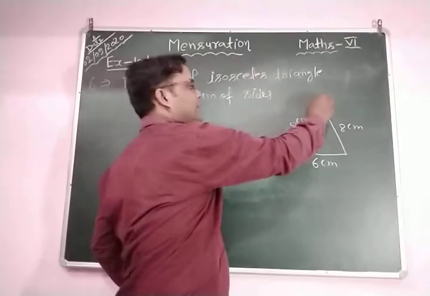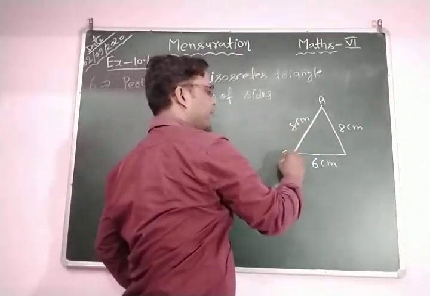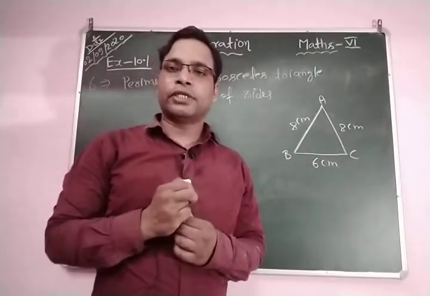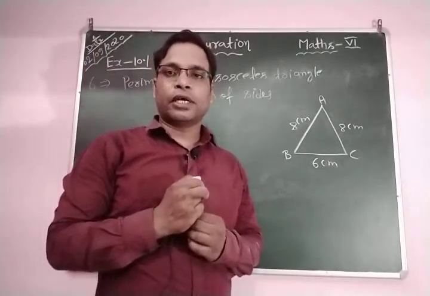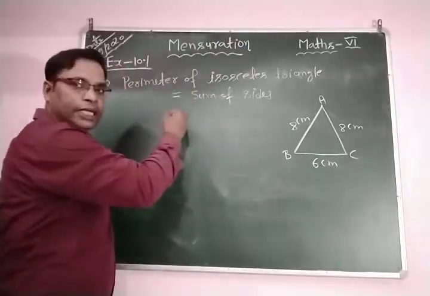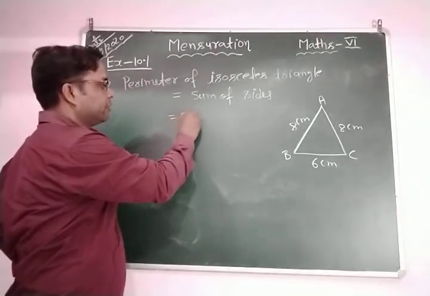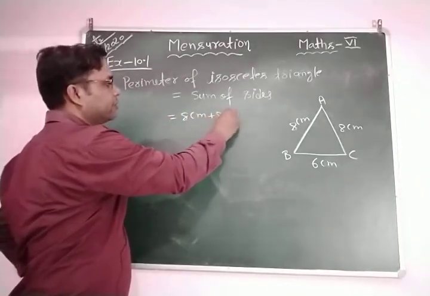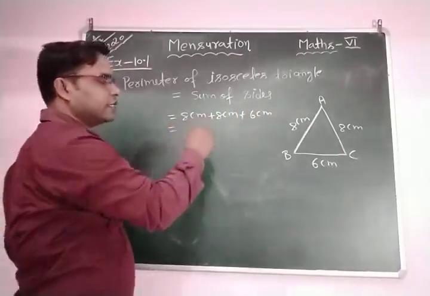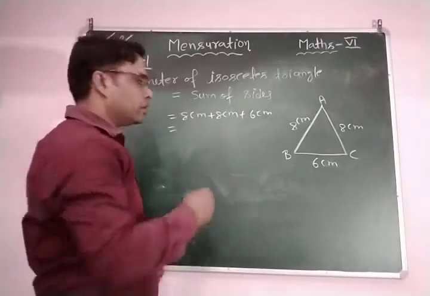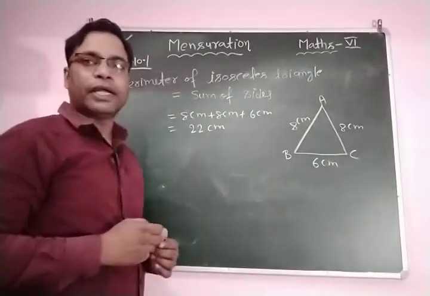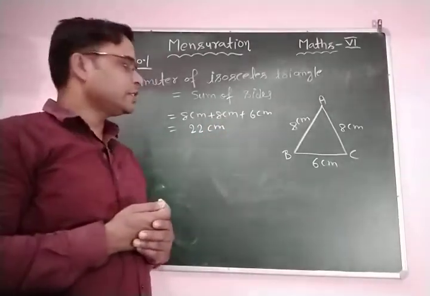Suppose this is an isosceles triangle ABC. We need to find the perimeter of this isosceles triangle. The perimeter is equal to the sum of all sides. The equal sides are 8 centimeters plus 8 centimeters plus 6, the third side is 6 centimeters. So 8 plus 8 is 16, 16 plus 6 is equal to 22 centimeters. In this way you find the perimeter of an isosceles triangle.